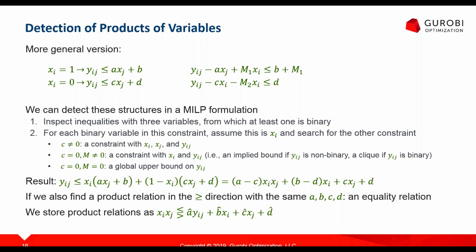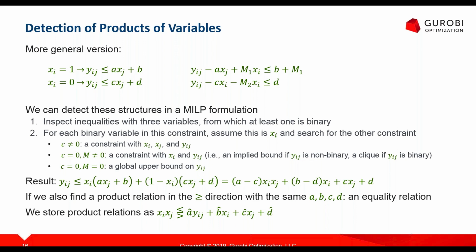Okay, if we have found such a second constraint that matches the first constraint, then we have found the relation that you see here below, namely that yij is smaller or equal to a times xj plus b if xi is 1, and c times xj plus d if xi is 0. So, if you multiply this through, then you get that this is smaller or equal to (a minus c) times xi xj plus (b minus d) times xi plus c xj plus d.